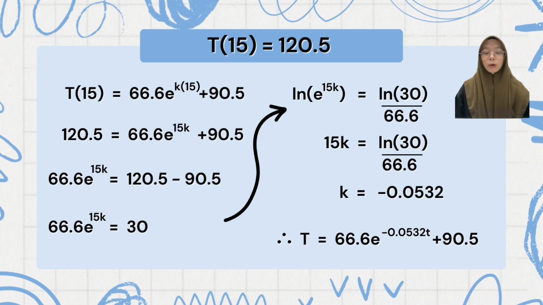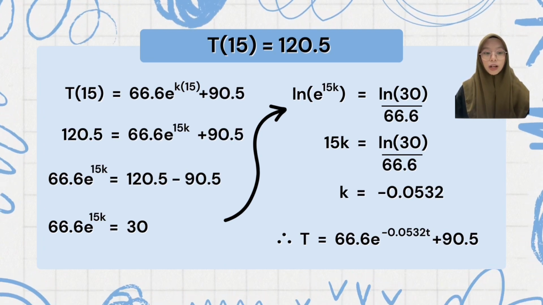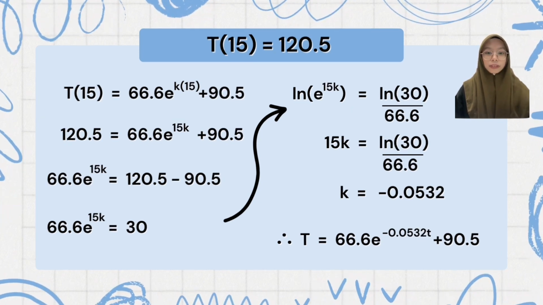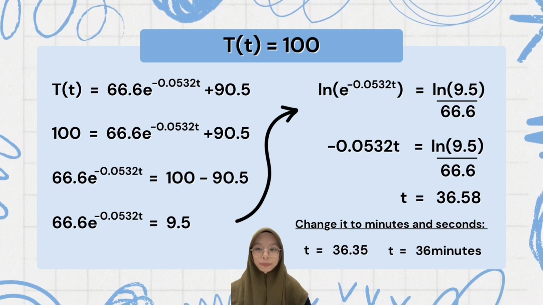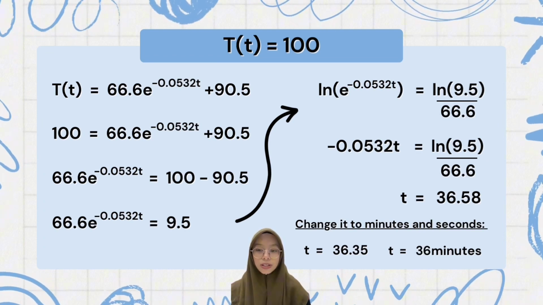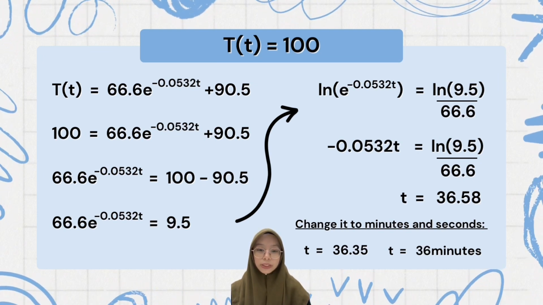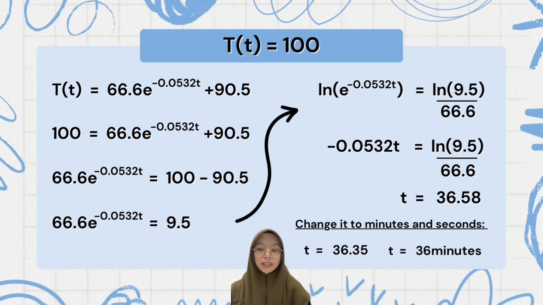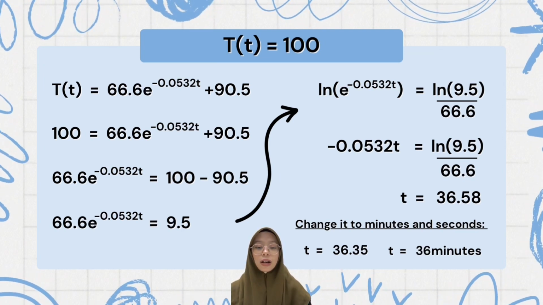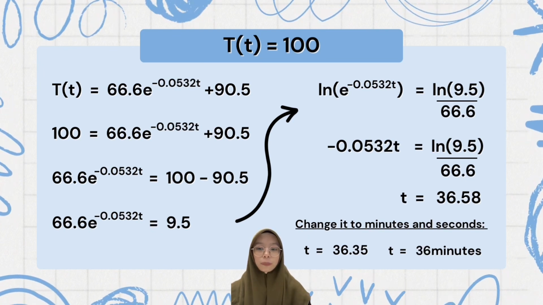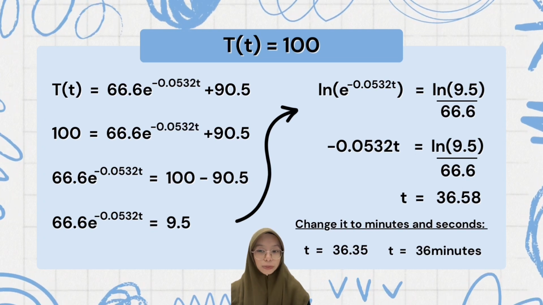So we got the new value for our T. T equal to 66.6 e to the power of negative 0.0532 t plus 90.5. Next, we want to find the value of t. T(t) equal to 100. 100 equal to 66.6 e to the power of negative 0.0532 t plus 90.5. We bring 90.5 to the other side. So 66.6 e to the power of negative 0.0532 t equals 100 minus 90.5. 66.6 e to the power of negative 0.0532 t equal to 9.5.